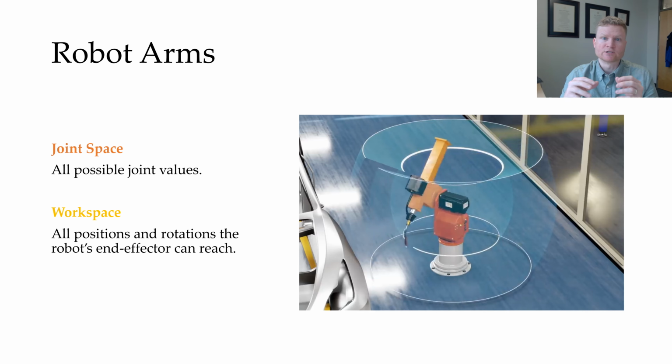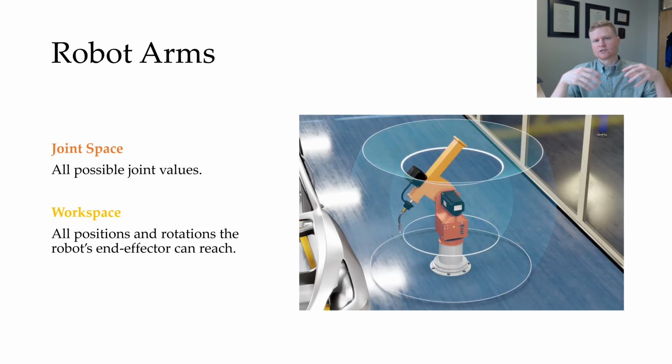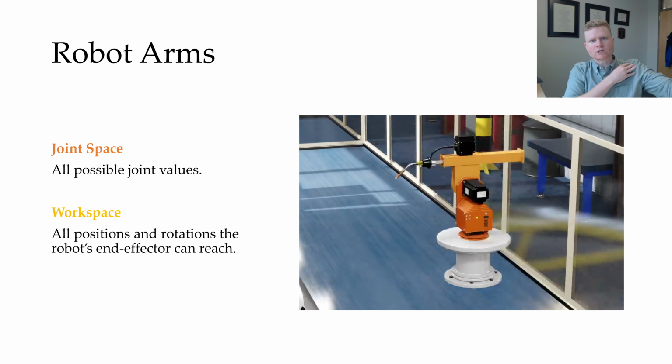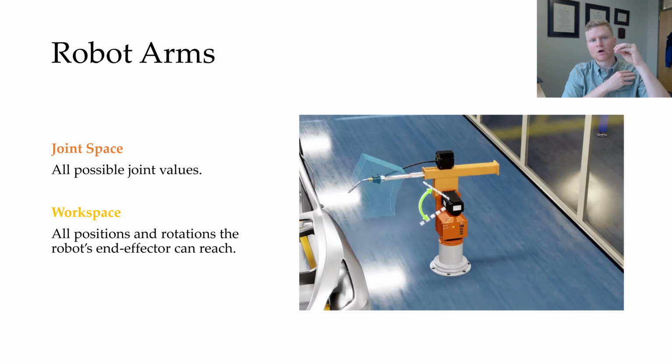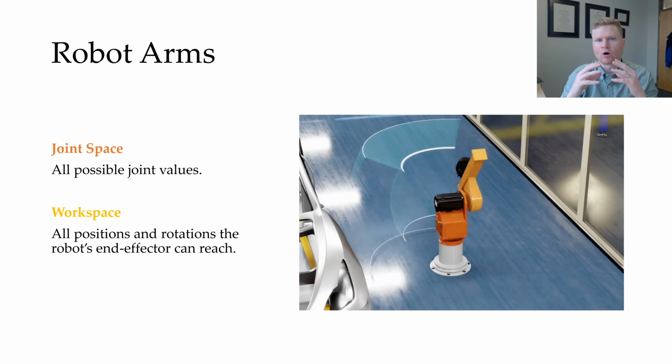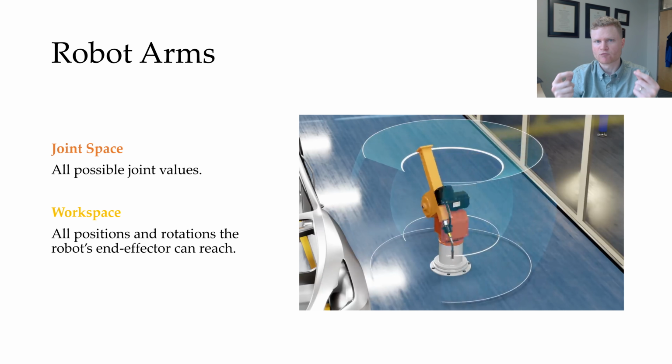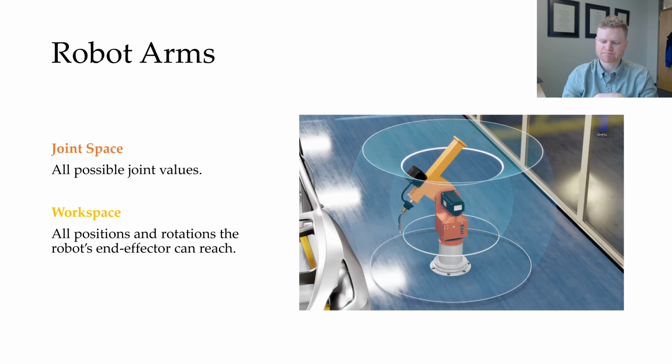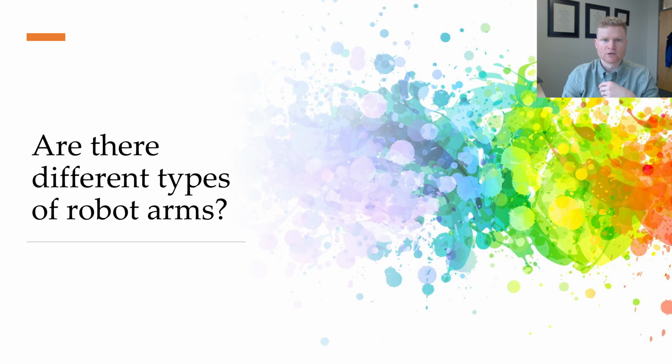The other thing we need to know is our workspace. So if the joint space is what the robot arm can move internally, the workspace is where I can put my end effector, all the different positions I can reach, as well as the different orientations I can have. So the workspace is shown by this green sphere. That is all the positions and orientations that my robot can reach. That's the workspace.